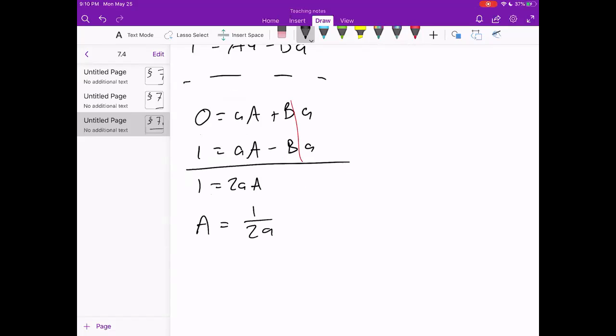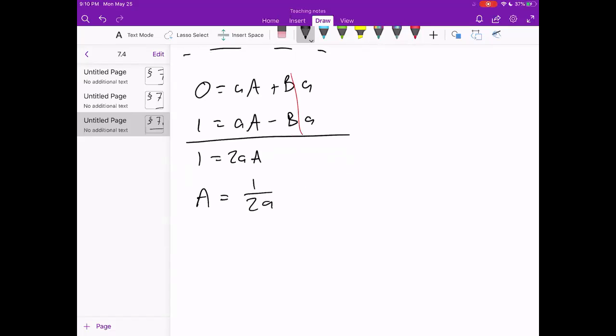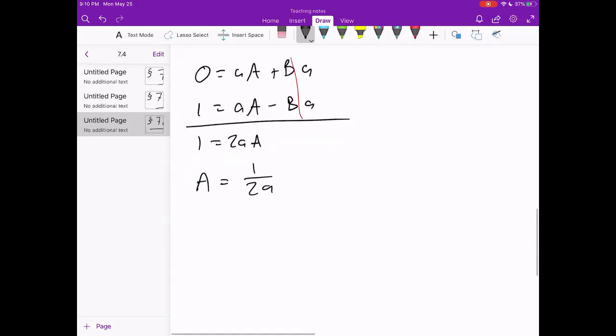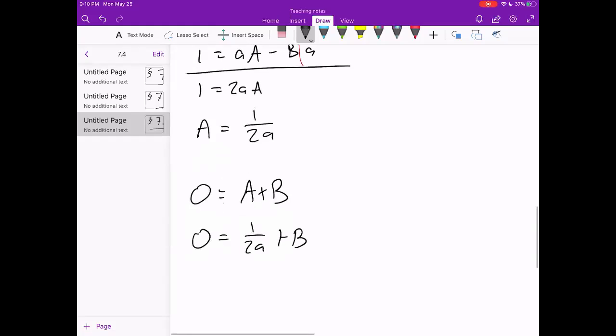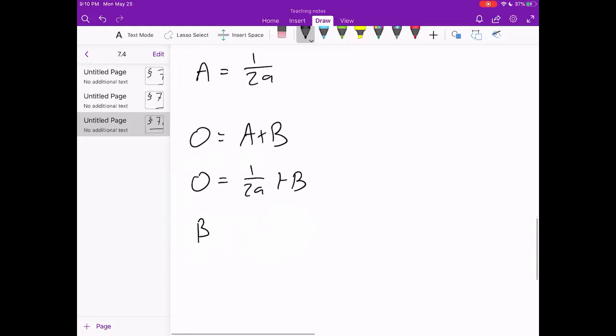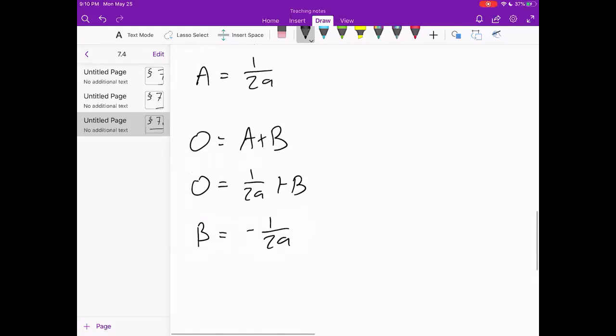And now I can just plug this back into either of my equations. First one, so I'm going to plug it into the equation 0 is equal to a plus b. So that tells me 0 is equal to 1 over 2a plus b, or b is equal to negative 1 over 2a.